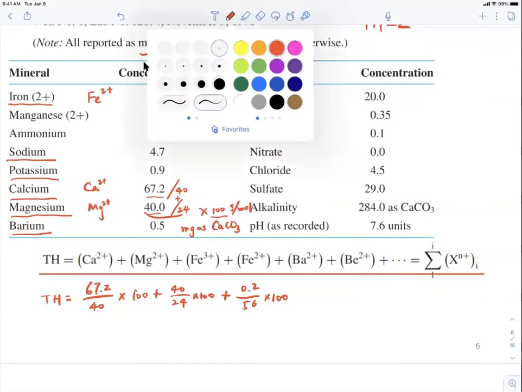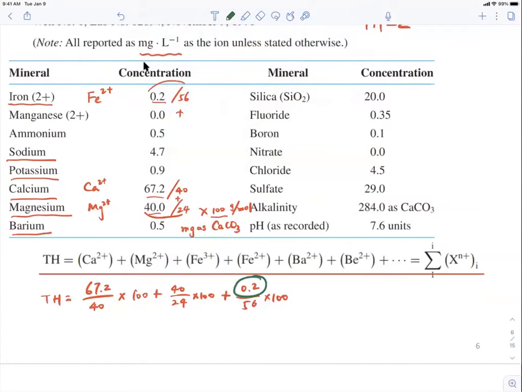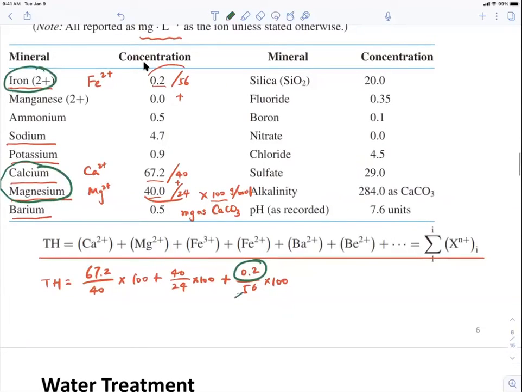If you pay attention to these numbers here, you see that this number is very small. This is iron. That's why when we calculate the total hardness, we can mostly ignore all the other metals except for calcium and magnesium, which are the most common metals in the underground water. So we can just ignore this one because it is too small. And you can find out that the final answer is 335 milligram per liter as calcium carbonate. This is the total hardness of this water sample.